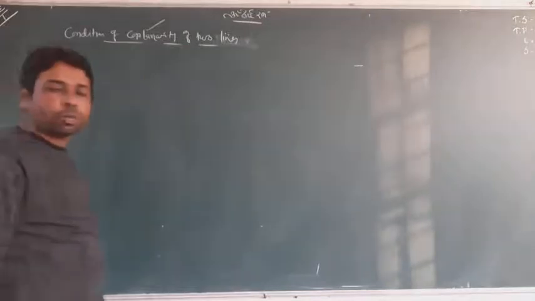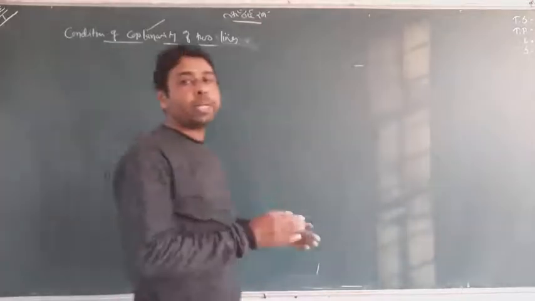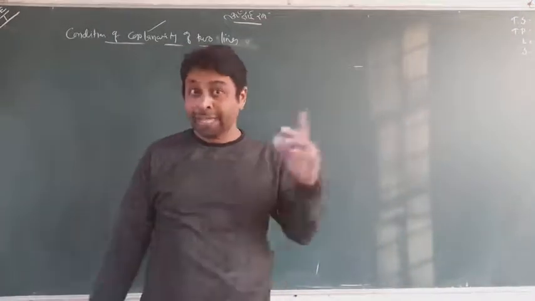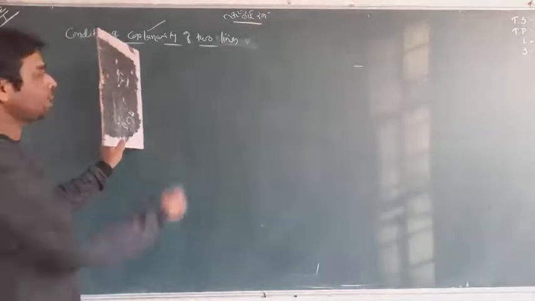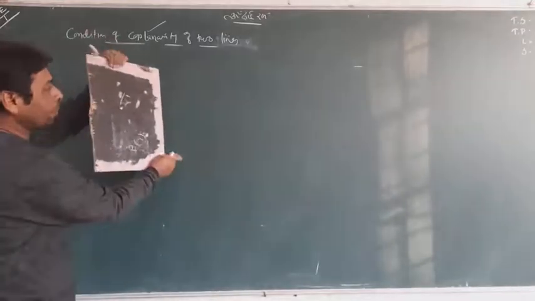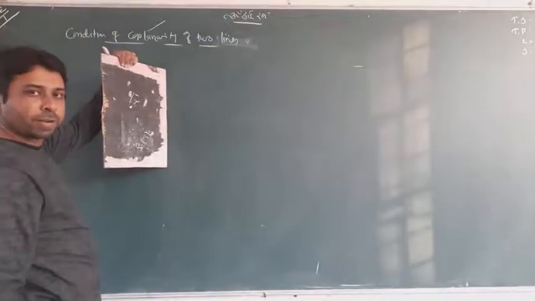What does it mean? Let me explain. The condition we will look for is: when two lines are given, how we can show that they are coplanar. I tell you one thing. Look at this. Can you see that we have two planes? Yes, this board is the first plane, and this is the second plane.